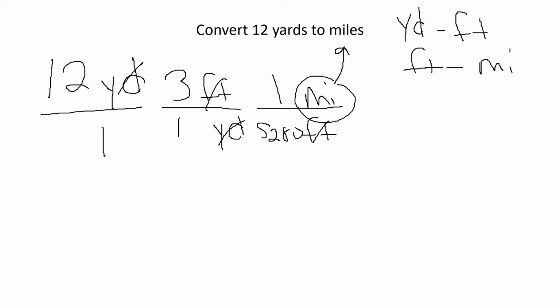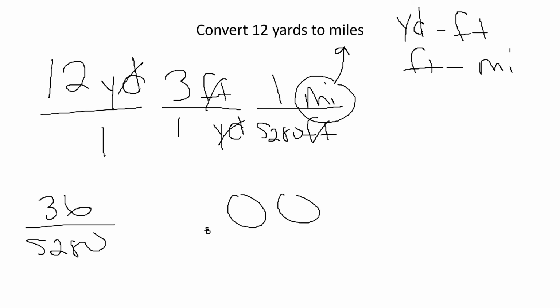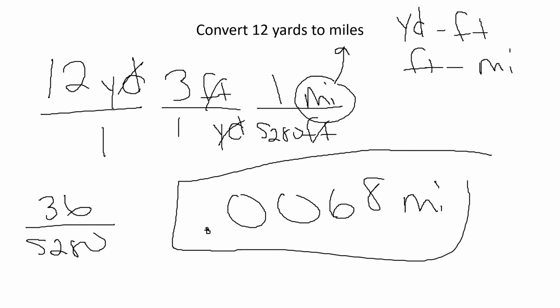Now I multiply. 12 times 3 is 36 over 5,280. If I take my calculator and divide that out, because I'm not doing that in my head, I have a big long decimal. So what I'm going to have you do is just do like 5 or 6 decimals, because if I round this, I don't even have a number here. So it's 0.0068. We'll stop there, miles. Okay? And that's that one.